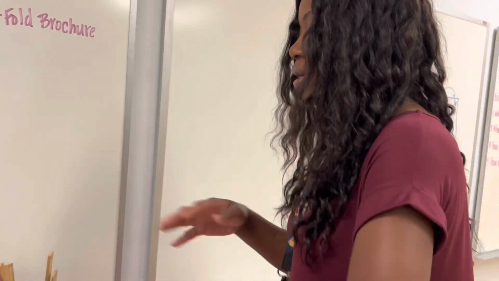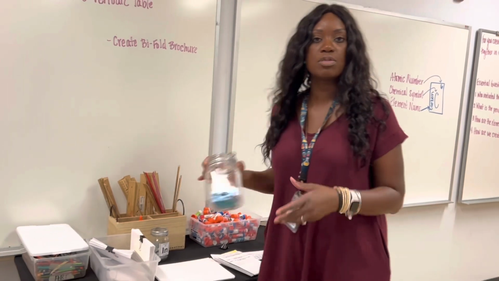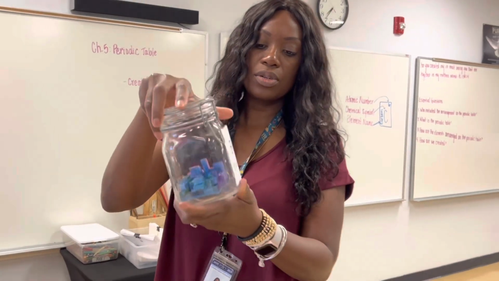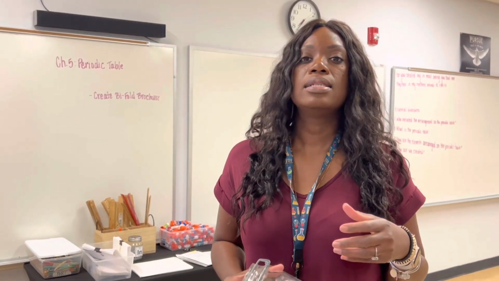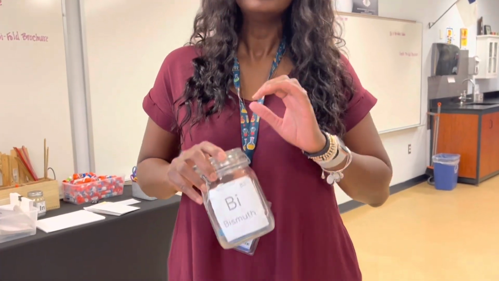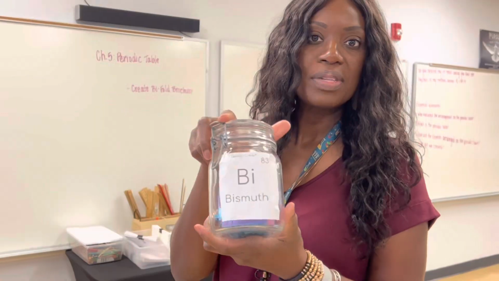The first 36 elements, and then once they create the brochure, they'll take a quiz, and it gets better. The second part of this project is creating a model. They will be assigned an element, and they have to research that element and figure out its uses. They also have to create this model here. The model has to fit in a jar, so it's called the element in a jar project.